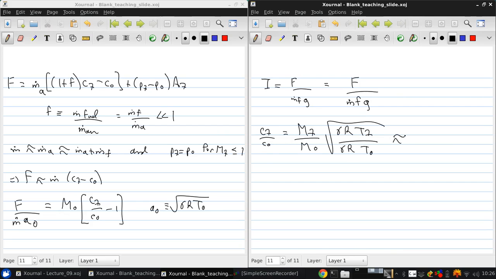And if we neglect changes in the ratio of specific heats and the gas constant due to combustion, then this is approximately M7 over M0 times the square root of T7 over T0. And TT7 over T7 is 1 plus gamma minus 1 over 2 M7 squared. So we can write TT7 this way.